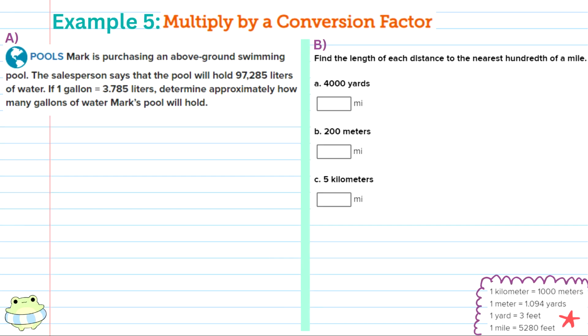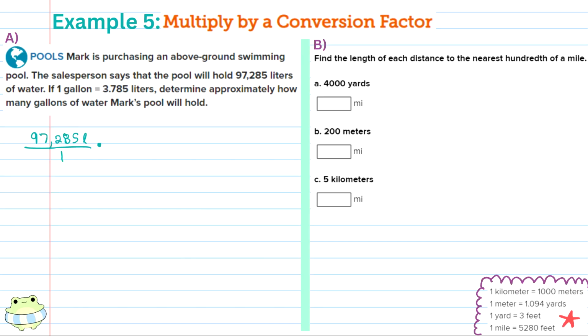So to get started, we're going to write down the initial information that they tell us, which is that the pool is holding 97,285 liters. And we're going to just put that over 1 because essentially we're setting up what are looking like a lot of fractions so that we can cross-cancel those units.